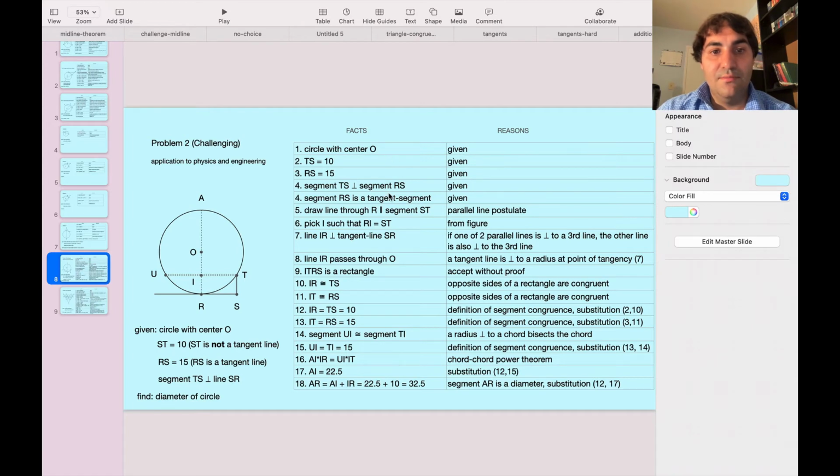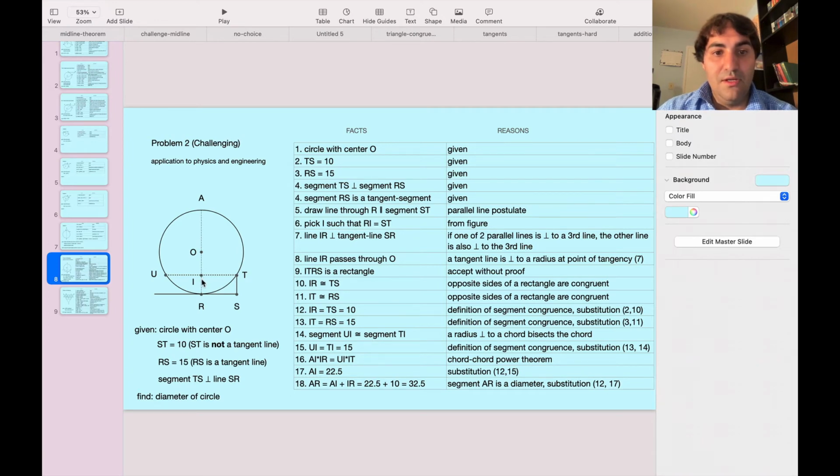We're going to write down what we know, and we're going to draw a line through point R that's parallel to segment ST. We can do this by the parallel line postulate, right? And then we're going to pick a point I on this line such that the distance from point R to point I is equal to the distance from point S to point T. So, okay, now we have this point I.